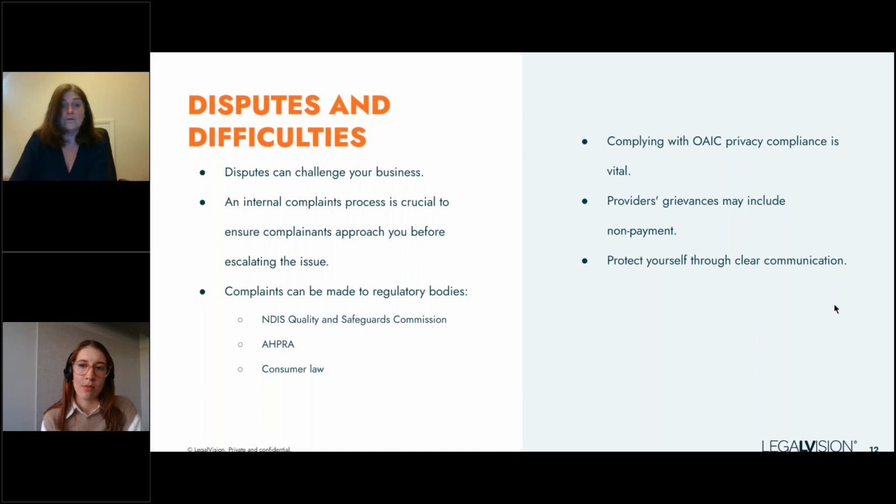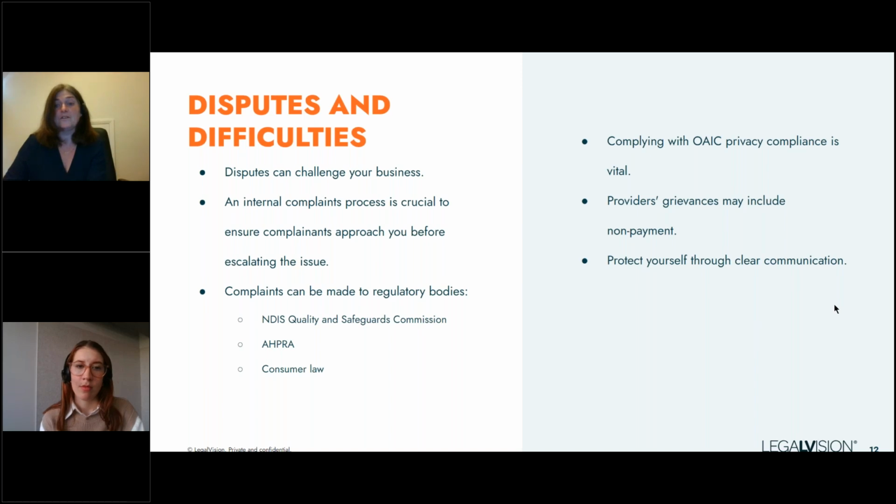Because collection or recovery of debt can be quite difficult, we recommend making sure that you take steps to protect yourself. This can be taking out debtor insurance, enforcing payment on a frequent basis rather than letting debts build up, and having open, clear communication with the participants and, where relevant, plan managers and support coordinators about the type of funding and the amount of funding that the participant has.